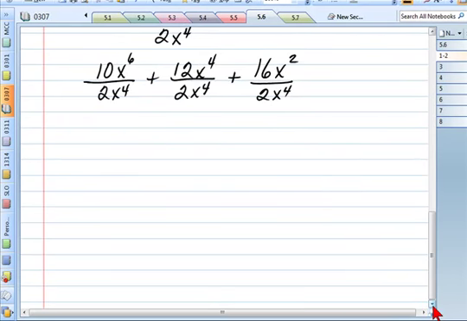The first quotient, 10 divided by 2 is 5. X to the 6 minus 4 is 2. The first one is just like all the problems that we've done so far. The second one has one little thing that's different. 12 divided by 2 is 6. What do I do with x to the fourth over x to the fourth?